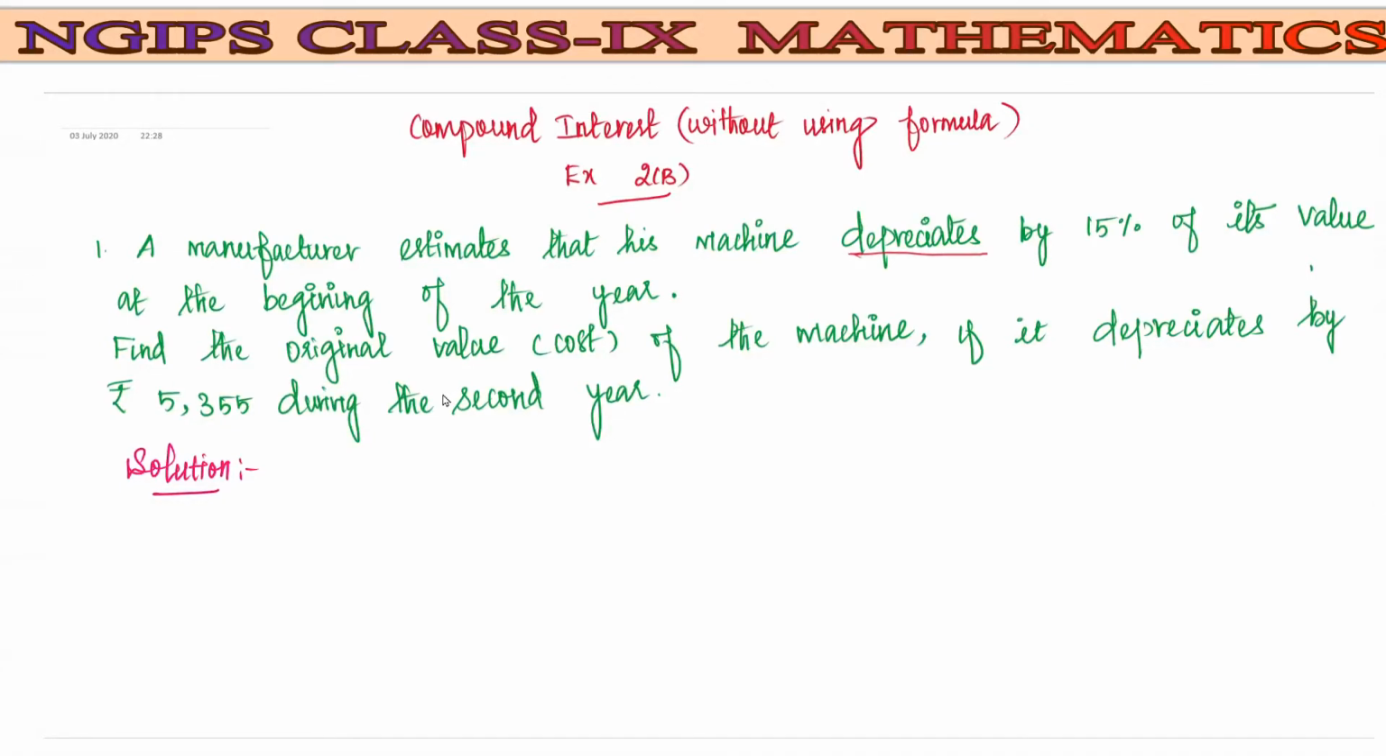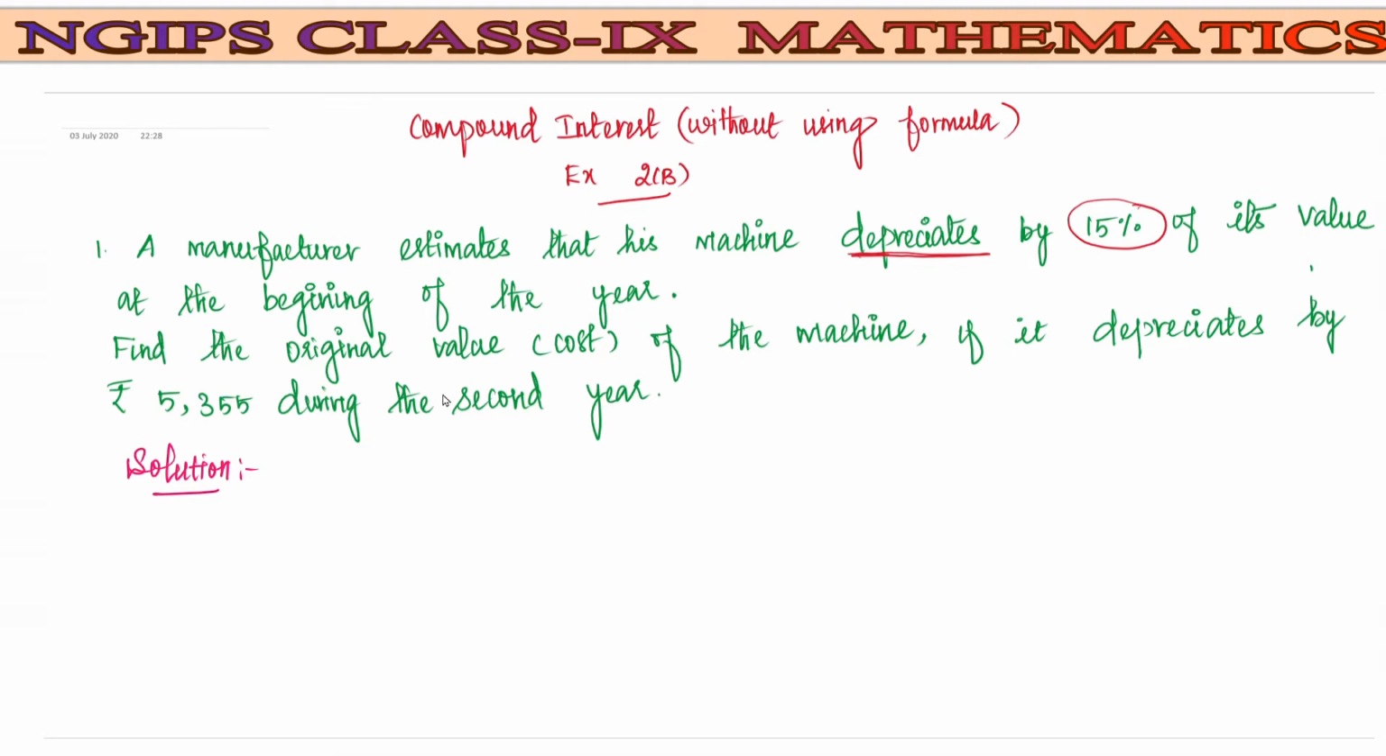So here depreciates, it is nothing but, for example, when we are going to construct a building, as the years go on, the strength of the building is going to decrease, it is not going to increase. Same here, when we manufacture a machine, as years go on, the value of that particular machine is going to decrease. So here the decrease percentage, we have 15 percentage of its value at the beginning of the year. So every year 15% it is going to decrease.